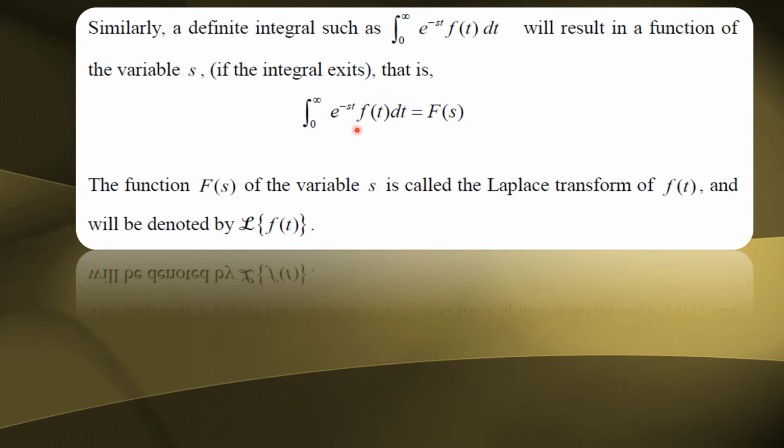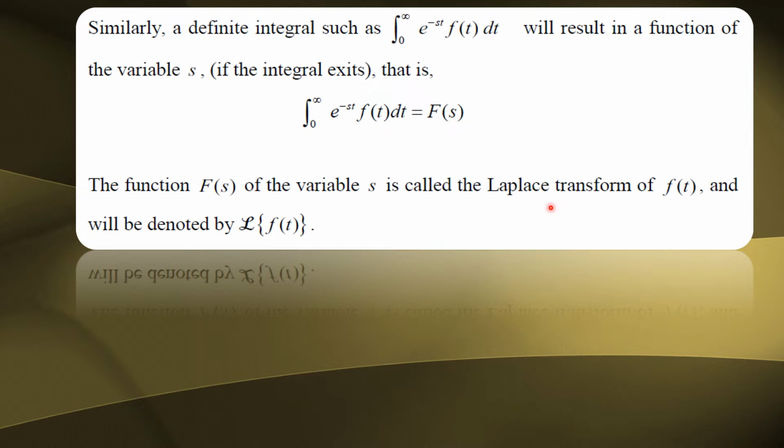And in this integrand, t has been considered as a variable, whereas s has been taken as a constant because we are integrating with respect to t. So when we evaluate this definite integral, we expect the answer will certainly be in terms of s, which we write as capital F(s). So the function F(s) of the variable s is known as the Laplace transform of f(t).